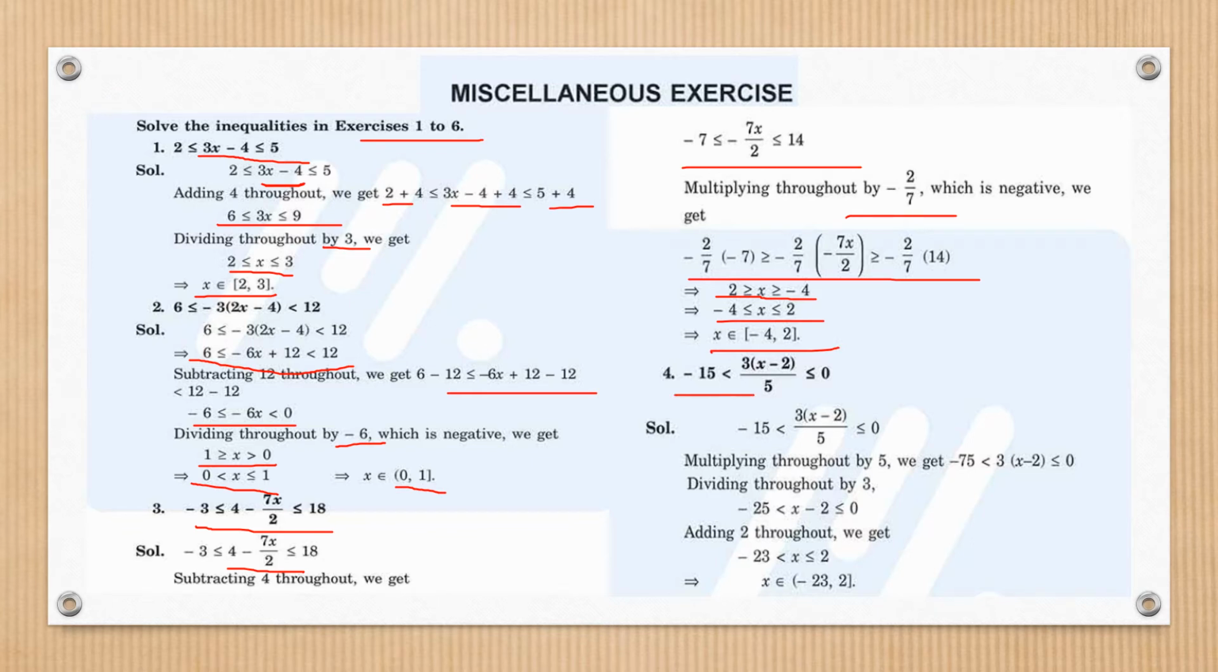Now this one is minus 15 less than 3 times x minus 2 by 5 less than equal to 0. So again, see, firstly multiply by 5, I get this, then divide through 3 to eliminate this. I get minus 25 less than x minus 2 less than equal to 0. And then add 2. So I'll get x lying between minus 23 and 2, but minus 23 is not included. So open interval towards this side and close towards this.